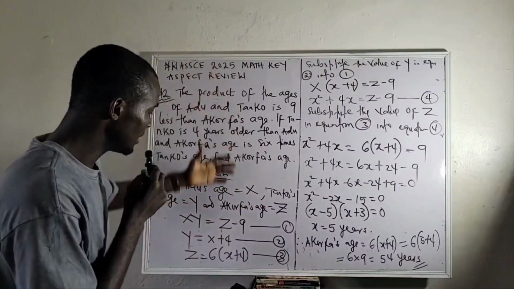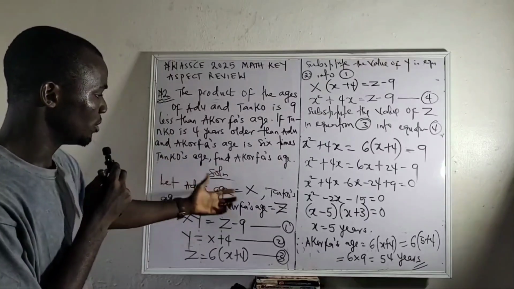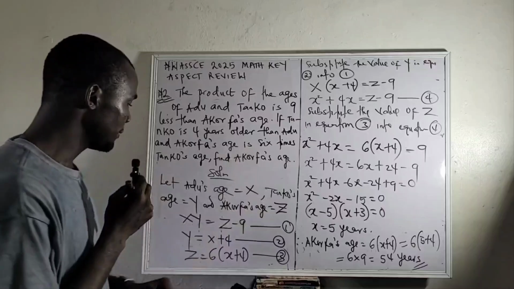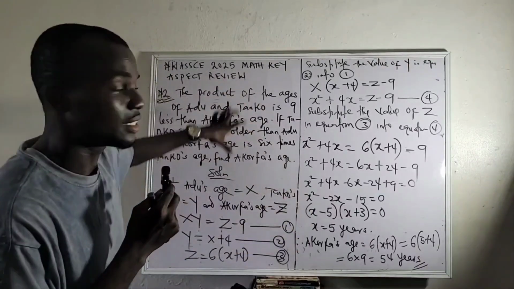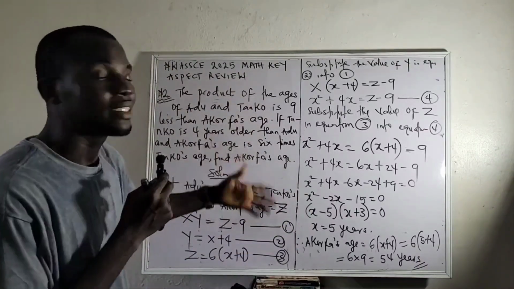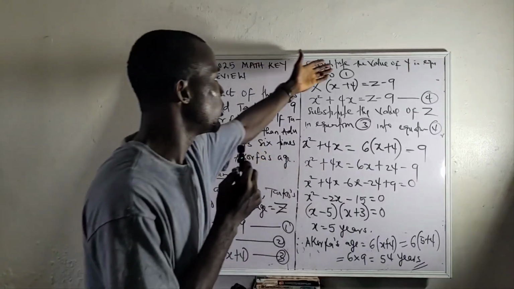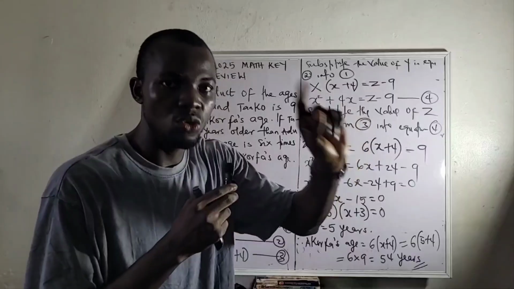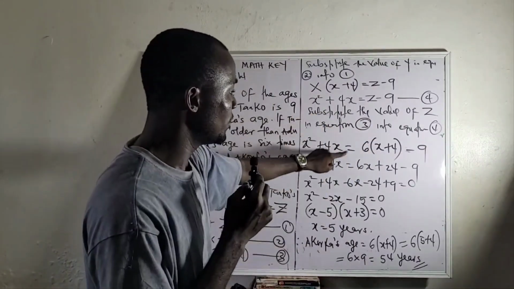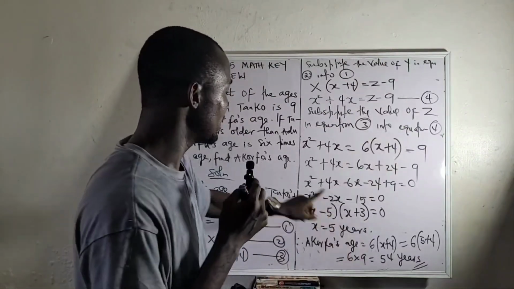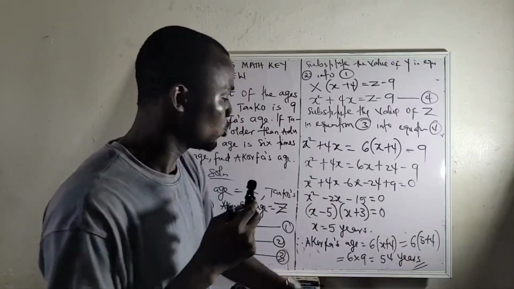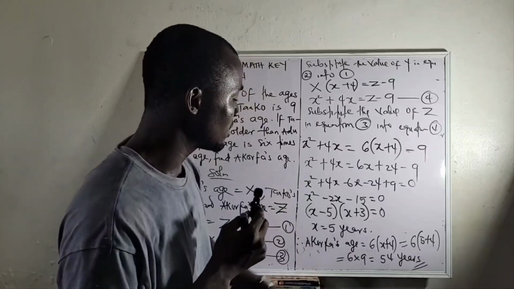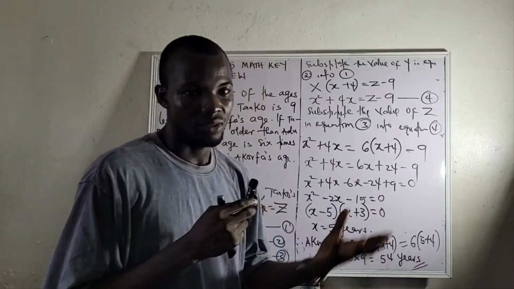You can see how we started it. We made sure that we represented each of the individual's age with a particular letter. We form an equation from the statement, from the questions given to us. That makes it easier. And then we substitute values so that we can eliminate other terms and zero in on one particular variable. And that variable we were singular about was x. And then we proceeded to find the value of x, which will eventually help us to get the answer, the age of Akofa. That is the answer.